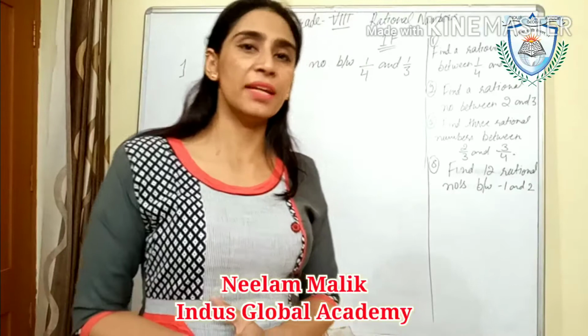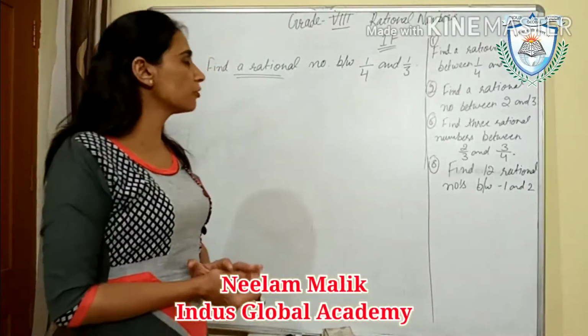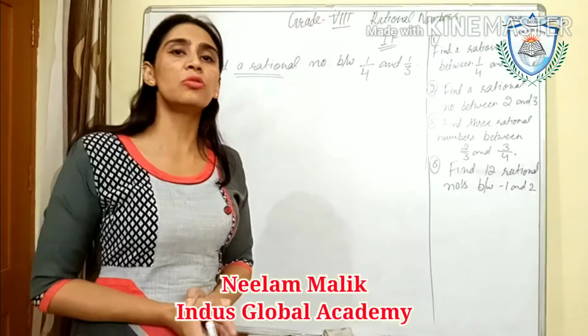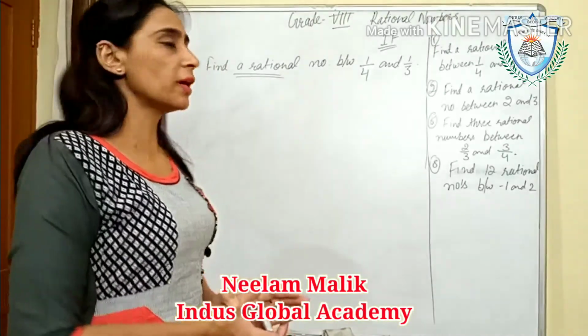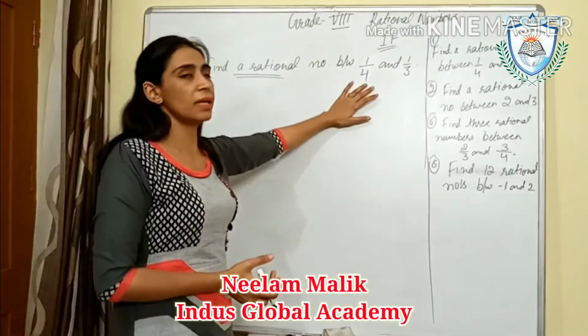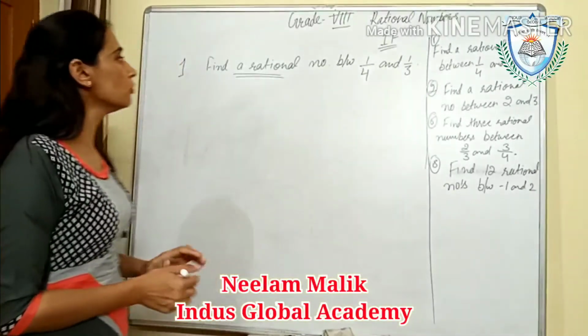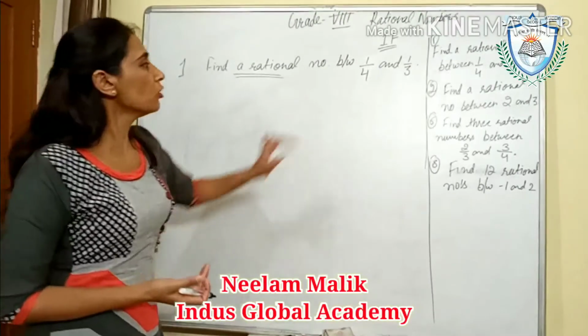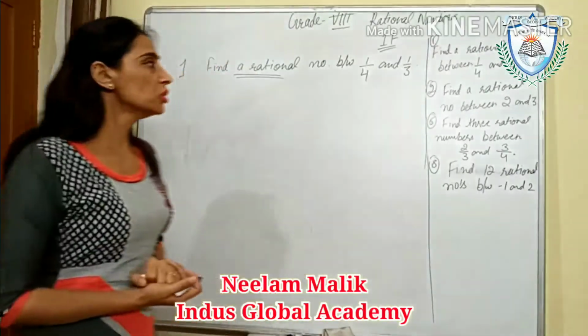Today we will start our next exercise, that is 1F. In this exercise, some rational numbers are given and we have to find out some rational numbers between them. Okay, so how will we do it? First question is this: find a rational number between 1 upon 4 and 1 upon 3.